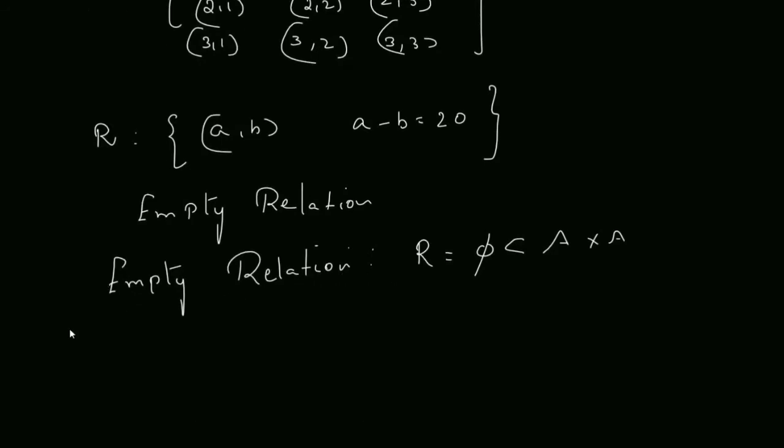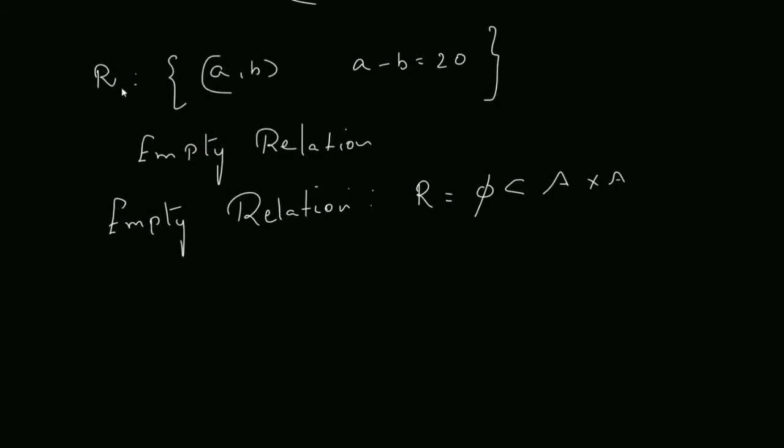Now second example. Suppose I just name this as R1. Now I am going to name another relation. Another relation R2 is (a, b), where modulus of a minus b, the difference, is greater than or equal to 0. That is, the difference between them should be equal to 0 or greater than 0, the modulus.